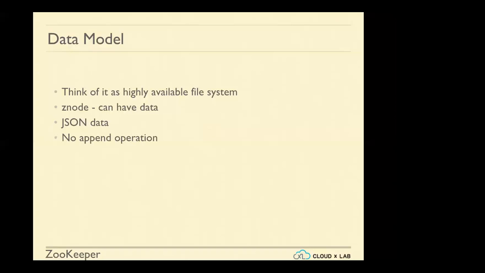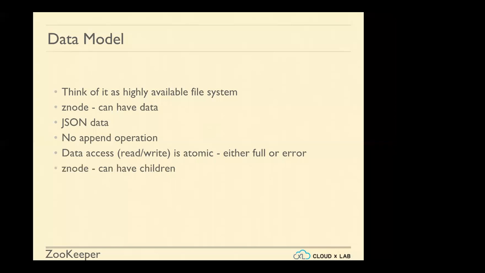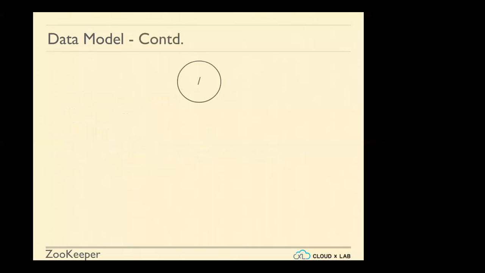Now, the Znode does not provide any append operations. There are only delete, update, or create. The read and write data access is atomic: either you get the entire data from the Znode or nothing. A Znode is basically a folder. Each Znode can have children, and each Znode forms the hierarchical namespace. So again, the data model is like Unix folders. At the top, we have the first Znode called slash. This is the Znode in the case of ZooKeeper.